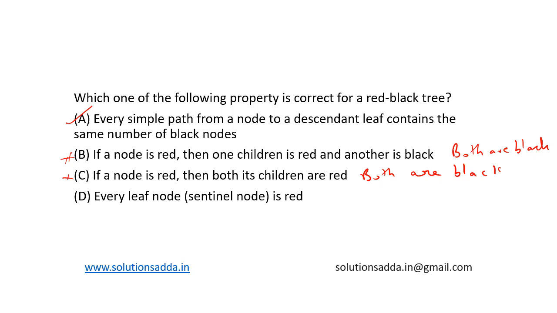And option D: every leaf node, that is sentinel node, is red. Here the property is that every leaf node is nil and it's colored black. So this is also false. So based on the options, option A is the right answer here.